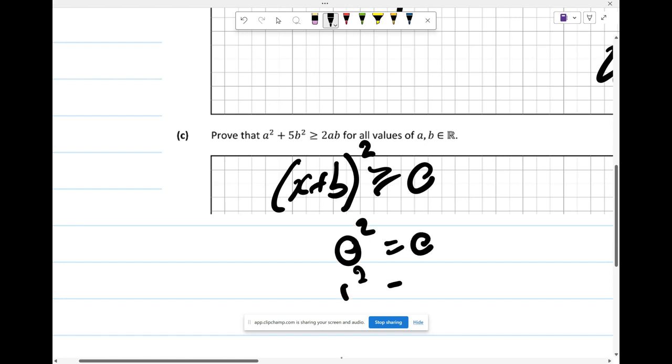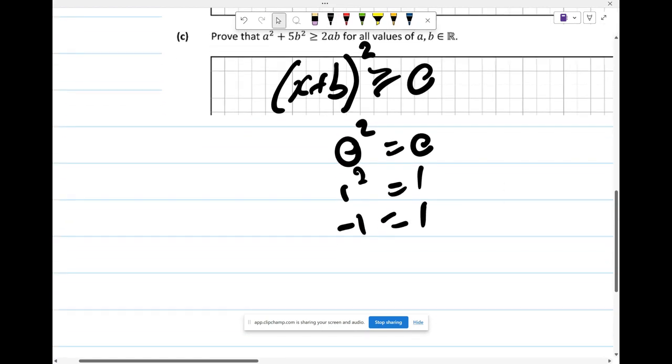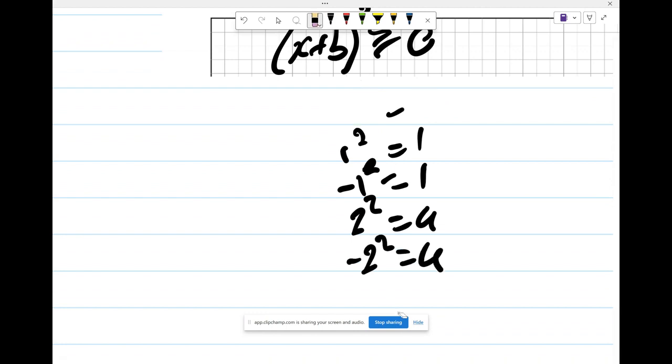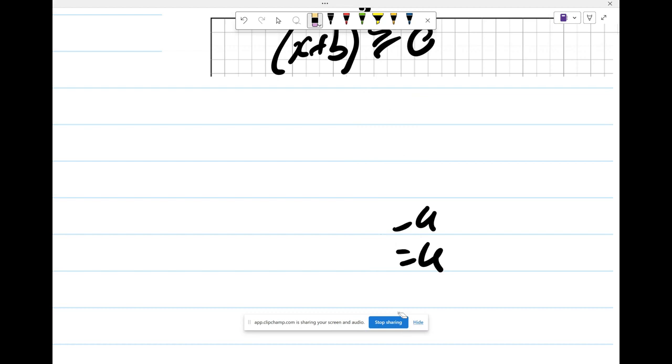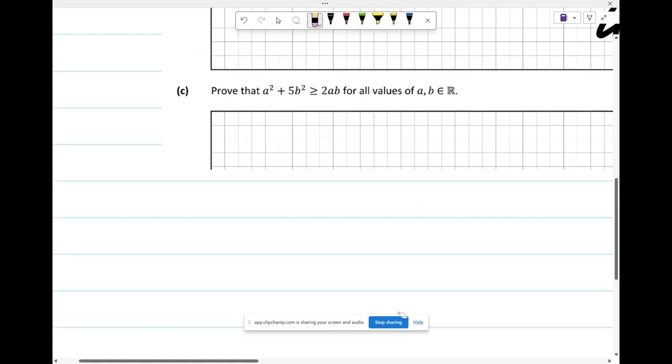And then 1 squared is 1. Minus 1 squared is also 1. 2 squared is 4. Minus 2 squared is 4. So everything's greater than or equal to 0. So that's our kind of technique. So why don't we take a look at what we have and try to get that.